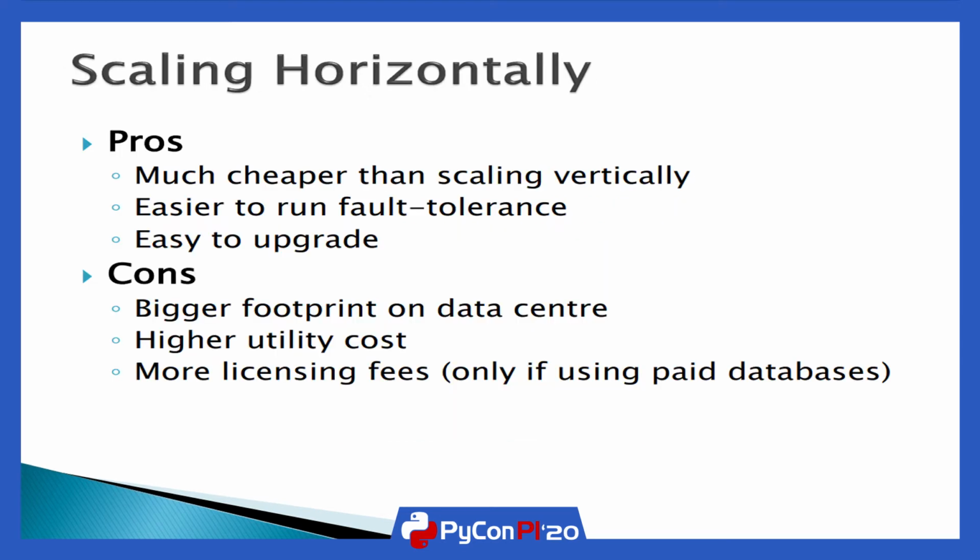Then if you're going to support multiple servers, or let's say you have a project with a requirement of high availability or failover, an additional server will be the best solution. Horizontal scaling can be your go-to option because it is much cheaper than scaling vertically. It is easier for fault tolerance. If one server goes down, you always have the other servers. And it is easy to upgrade. You can always go with a new instance and add that node.